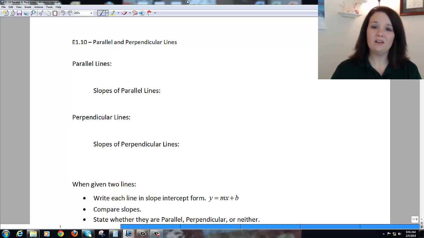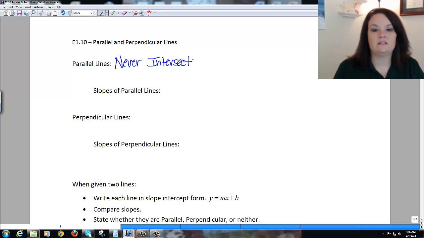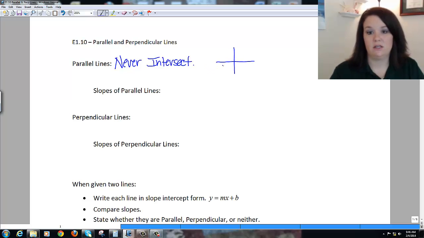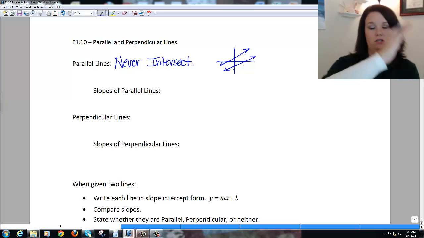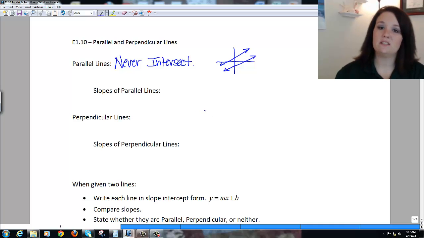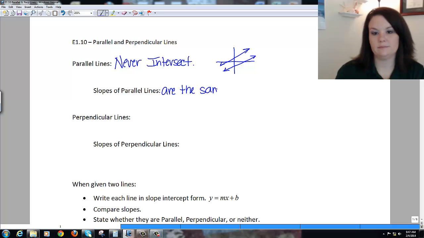Okay? So parallel lines, if you've ever heard of them or been introduced to them, the special quality that they have is that they never intersect. Okay, that means they never touch or they never cross. So they look something like this. The only way that they can never touch or never cross is if they're increasing at the same rate of change. Okay, which means that slopes of parallel lines are the same.